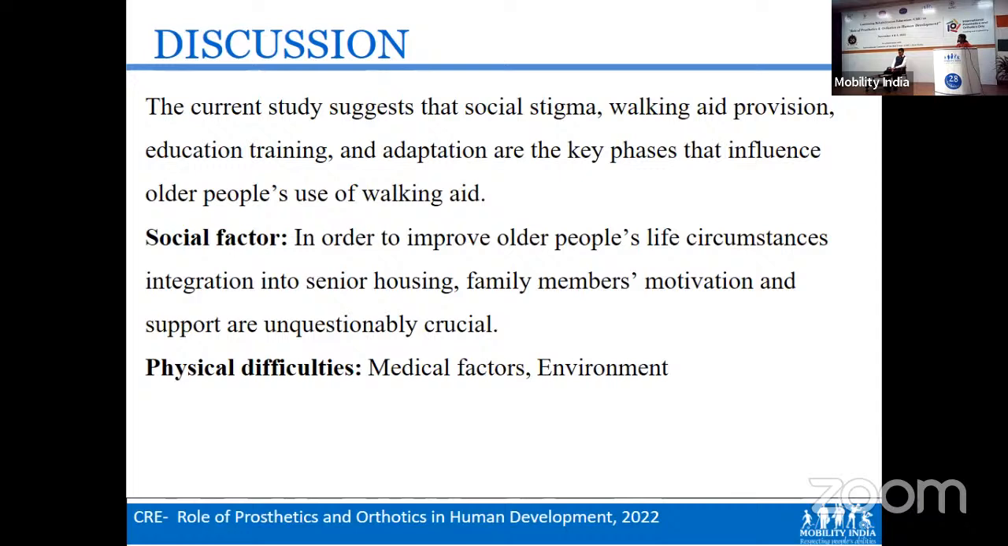And discussion. The current study suggests that social stigma, walking aid provision, education, training, and adaptations are the key factors that influence older people's use of walking aids. In discussion, considering social factors in order to improve older adults' life circumstances, integration into senior housing, family members' motivation, and support are unquestionably crucial. And physical deformities, as I mentioned, the medical factor is the first barrier for older adults. So we have to take care of this as well as the environment.